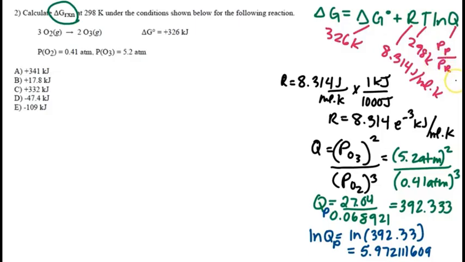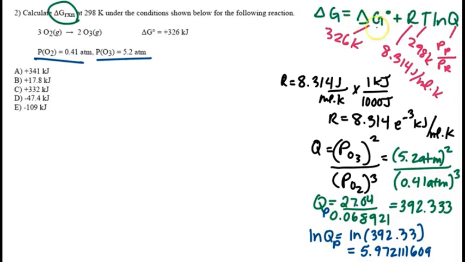Why am I talking about partial pressures of products and reactants? It's because we're already given partial pressures. So again, we're thinking of equilibrium when it comes to pressure versus equilibrium when it comes to concentration. Next, we have temperature, which we already know is 298 Kelvin. We have the universal gas constant, 8.314 joules per mole Kelvin.